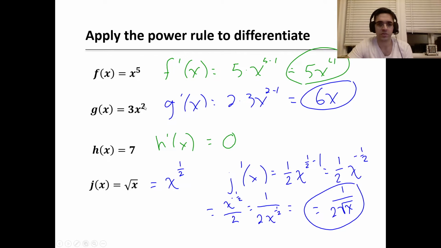g of x is 3x squared, so g prime of x would be 2 times 3x, and then our exponent would be just 1, 2 minus 1. So if we simplify this, we get 6x as our derivative. Notice h of x is just a number, and so if I take the derivative of this, it's just going to be equal to 0. And we can connect that back to our definition of derivatives by looking at the graph. If I have h of x equals 7, that is the graph of a horizontal line at y equals 7.